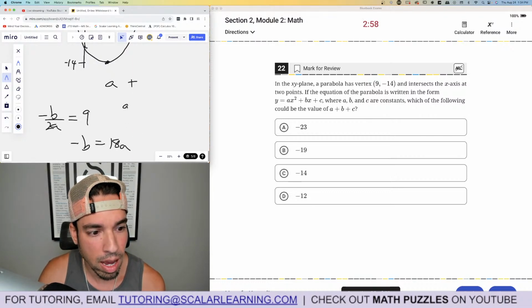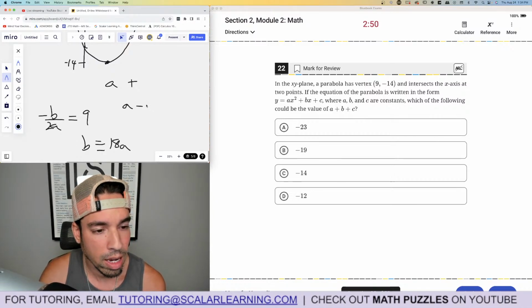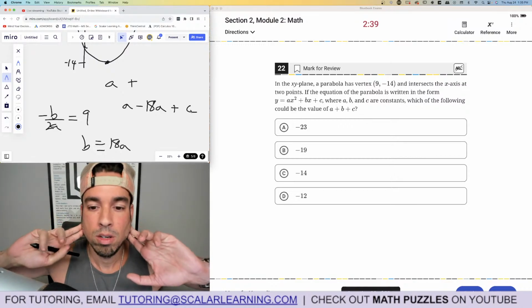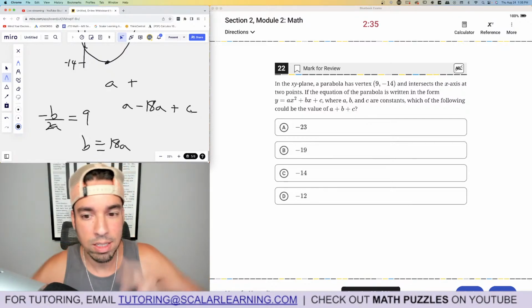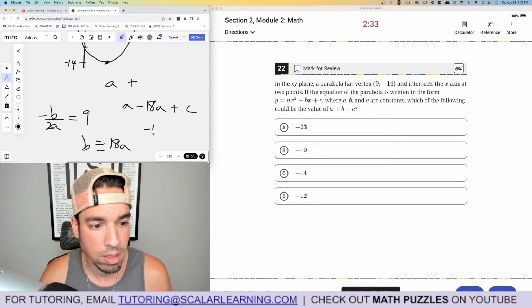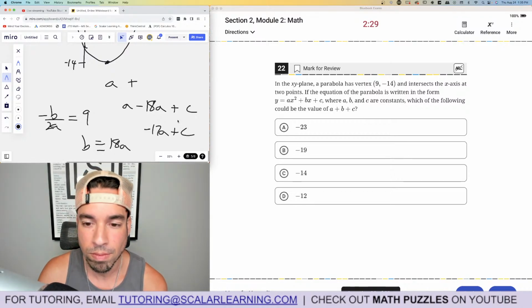So then I've got a plus b, and b equals negative 18a, so I've got a minus 18a, and then plus c. Ooh, that doesn't help either. Hold on, let me think about this for a second. So a plus b plus c is the same as negative 17a plus c. Okay, let me think about this for a second.